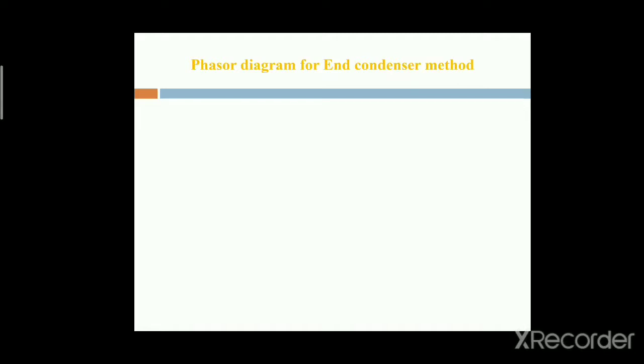Next, coming to the phasor diagram for the end condenser method. Taking VR, the receiving end voltage, as the reference vector, that is denoted by A. At an angle of phi r, the IR lags.